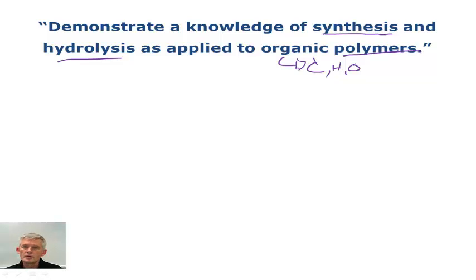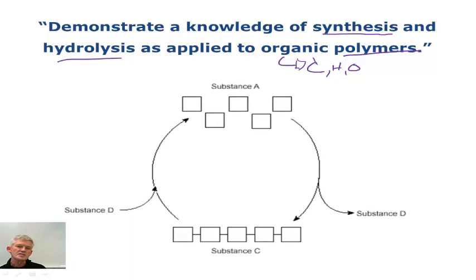Again, the four polymers that you are responsible for knowing are the nucleic acids, the lipids, the proteins, and the carbohydrates. A diagram you're going to see often is something like the one shown below here. The reason it's shown and used so much in this unit is it really is a good way of determining your understanding of the objective.